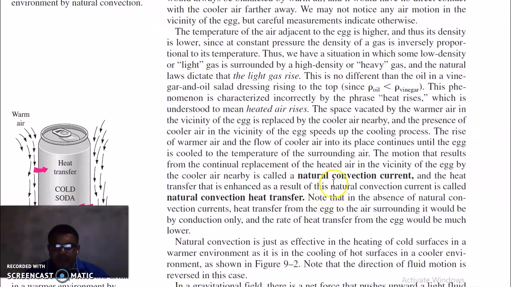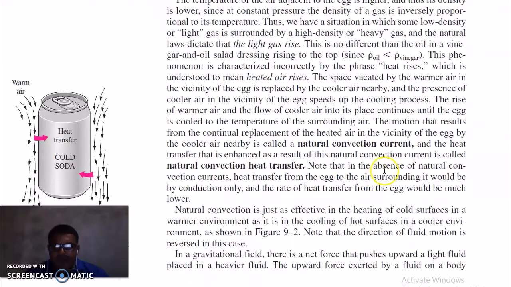This type of current we also see in the weather. Because the ground air is at high temperature, it starts to move upward and the heavier air in the upper atmosphere comes down. Note that in the absence of natural convection currents, heat transfer from the egg to the surrounding air would be by conduction only, and the rate of heat transfer from the egg would be much lower.